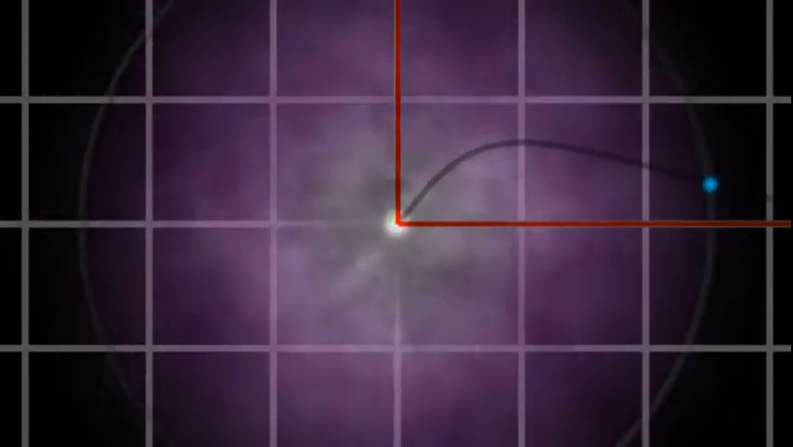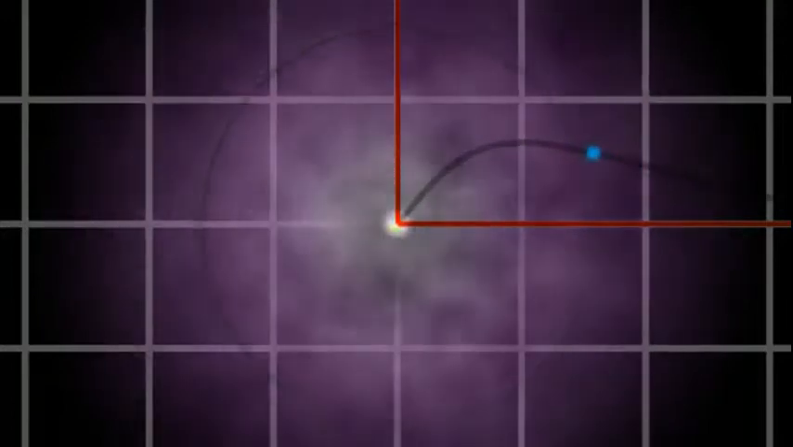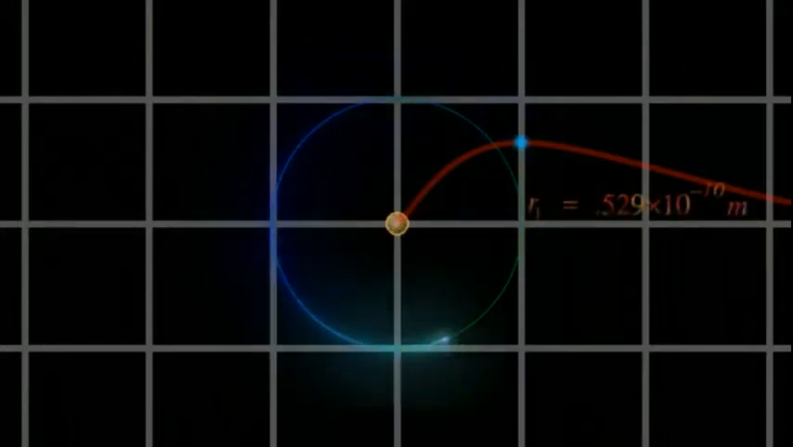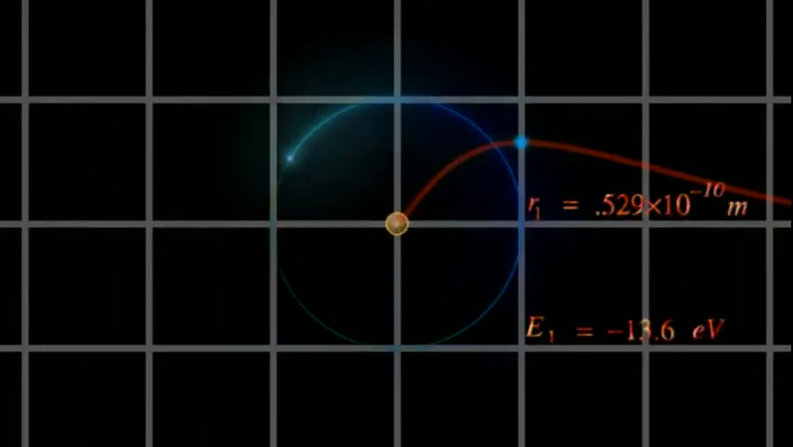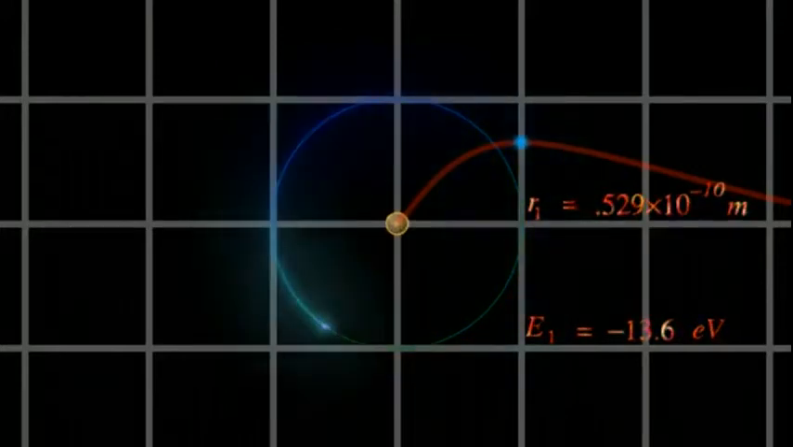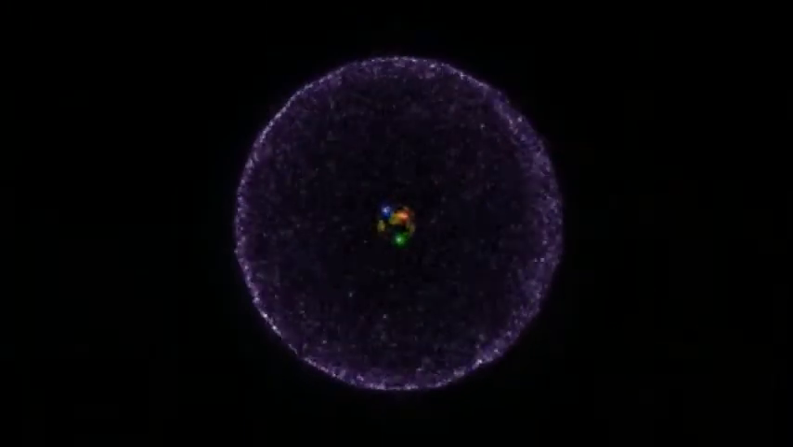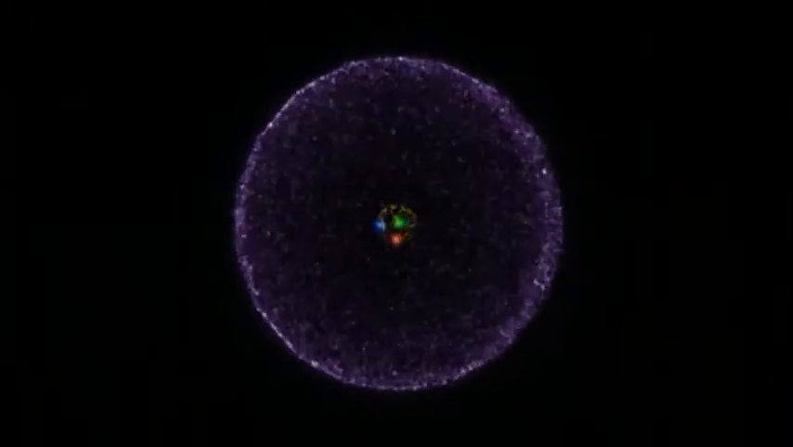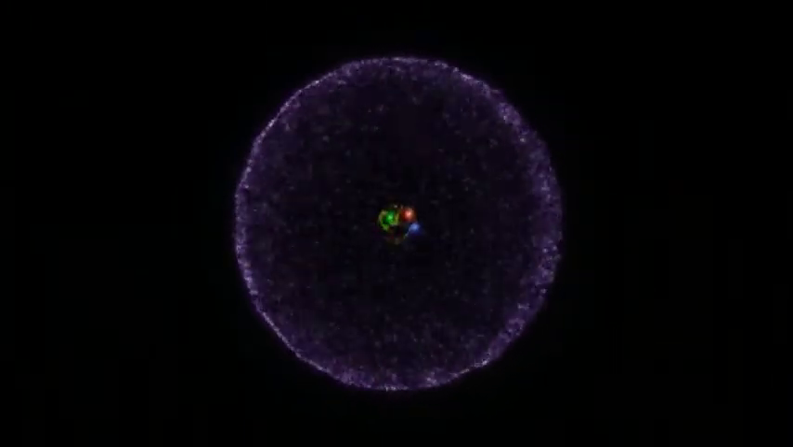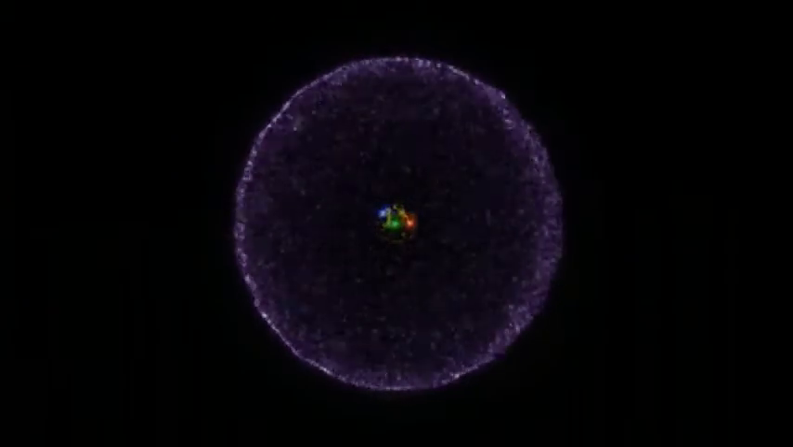Amazingly, the radius where the probability reaches a maximum is precisely equal to the radius of the first allowed orbit of Niels Bohr's model of the hydrogen atom. And its energy is exactly equal to the energy of an electron in this orbit in the Bohr atom. So this is a very good picture of a hydrogen atom with an electron in the lowest energy state.